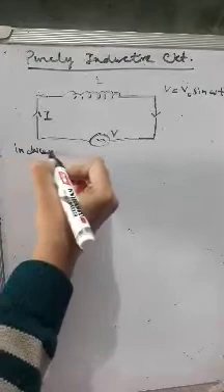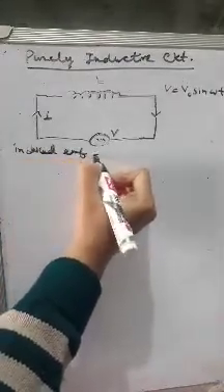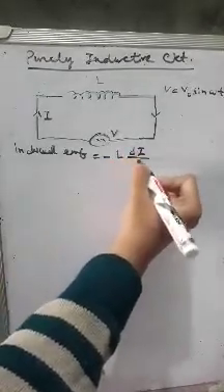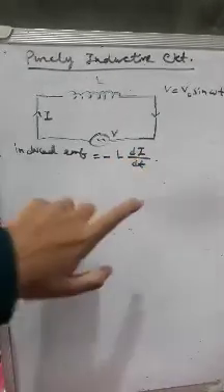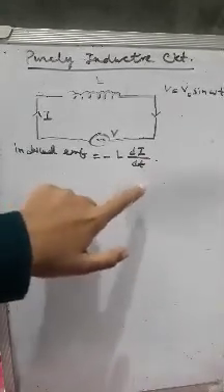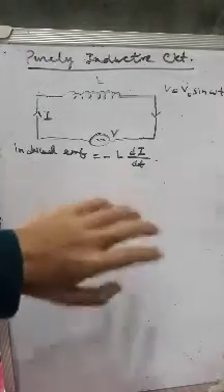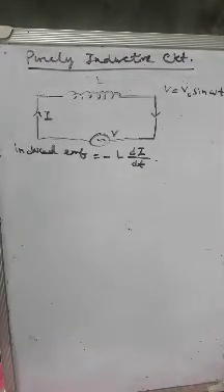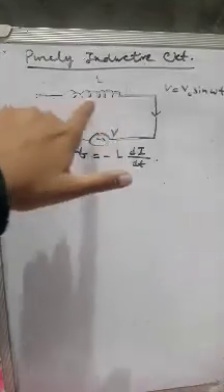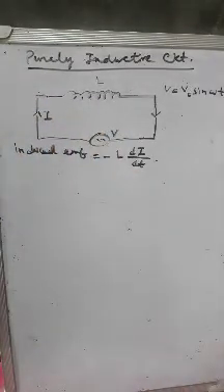Induced EMF will be equal to minus L di by dt. Students, we have discussed in the classes on induced EMF why this negative sign appears, so I'm not repeating that. Now this EMF reduces the main voltage in the circuit. That means this particular EMF generated between these two ends will reduce the main voltage in the circuit.